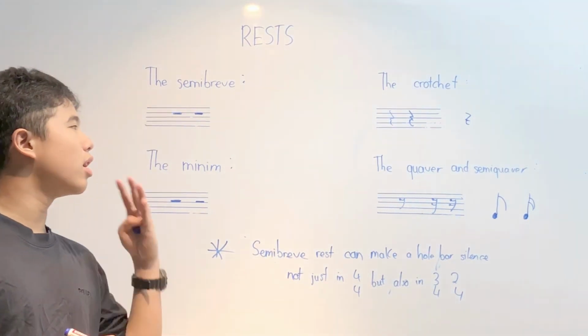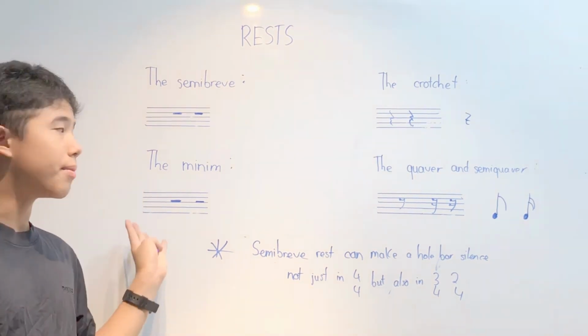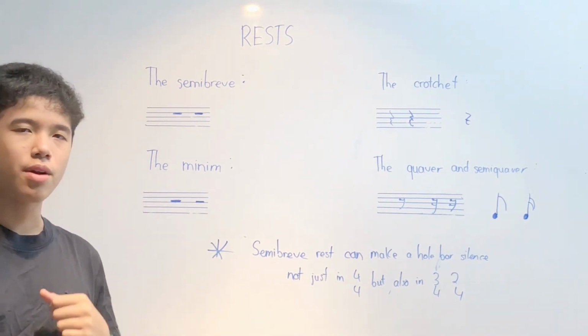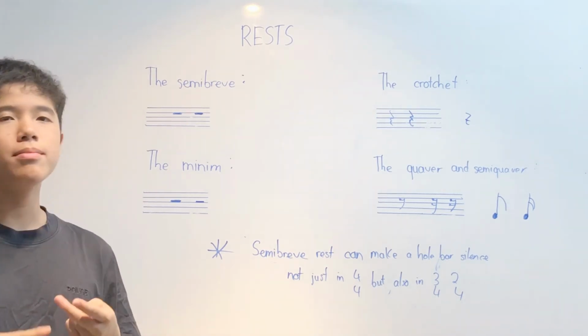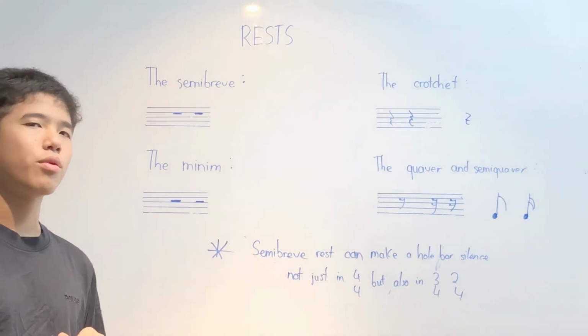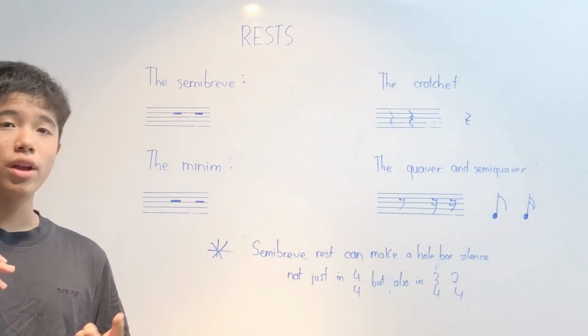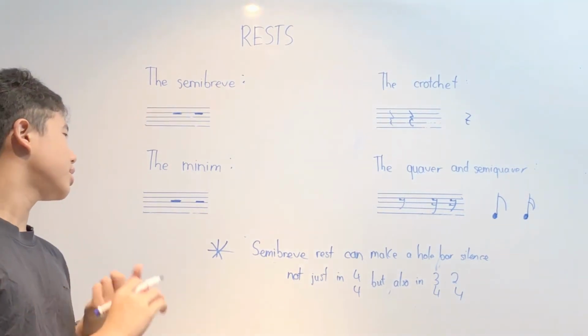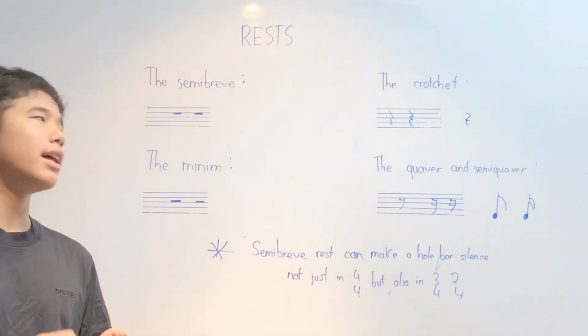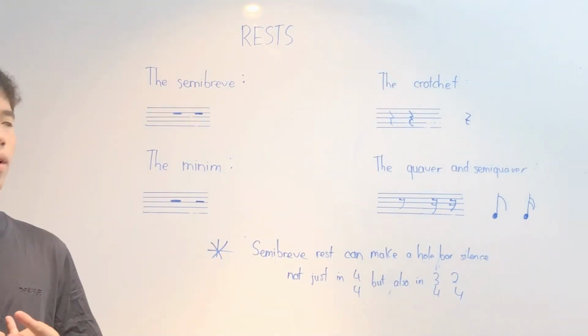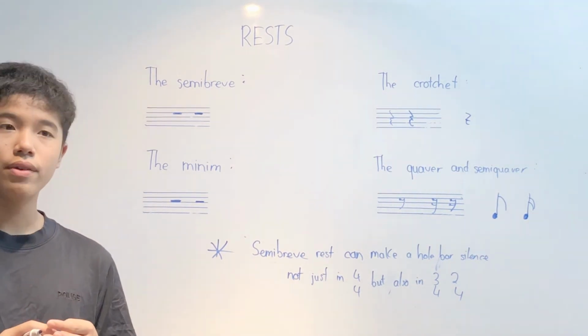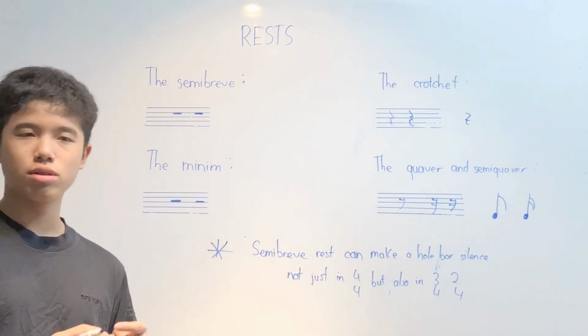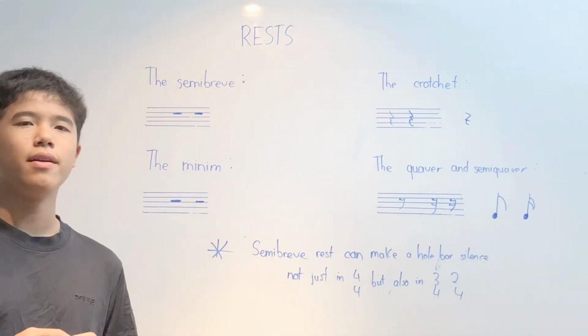So today we have learned about 5 types of rests: semibreve, minim, crotchet, quaver, and semiquaver. As always, the semibreve is at the top, the longest. Next is the minim, next to that is the crotchet, and below it are the quaver and semiquaver. And the semibreve rest is used to make a whole bar silent.